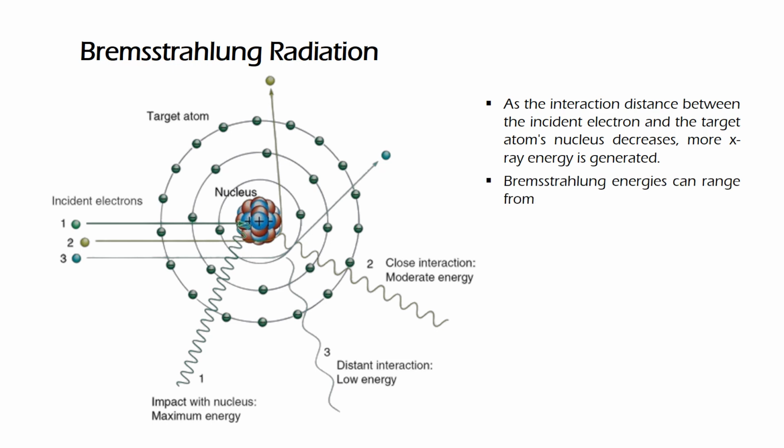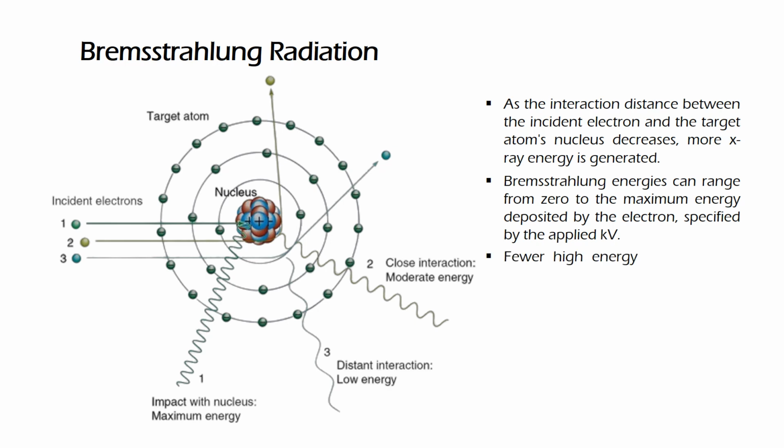Bremsstrahlung energies can range from 0 to the maximum energy deposited by the electron, specified by the applied kV. This is due to the possibility of interaction between these incident electrons and nucleus of the target atom at all possible distances. However, as the nucleus of an atom is very much smaller than its electron cloud, the probability of an incident electron passing close to the target nucleus is lower.